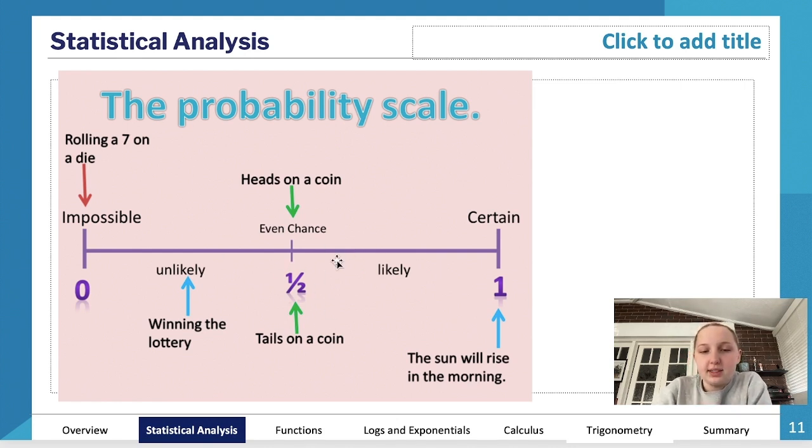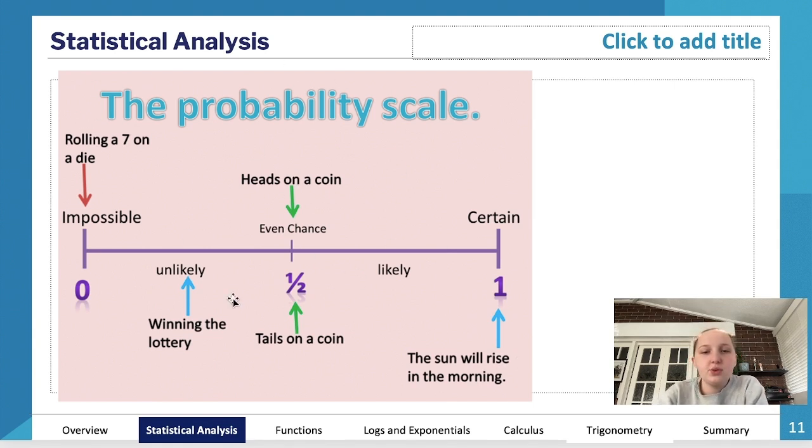A really common thing to see when you're looking at 50-50 is heads or tails on a coin. It's impossible to roll a 7 on a dice, if you are looking at a regular dice with 1 to 6 on it. Something that's unlikely is winning the lottery. Not to say that it's impossible, because you could win, but it's just not that likely, considering everything that has to go in your favour to make that happen. Things that are certain: the sun will rise in the morning, or if I roll a dice, you will get a number that pops up on one of the faces.